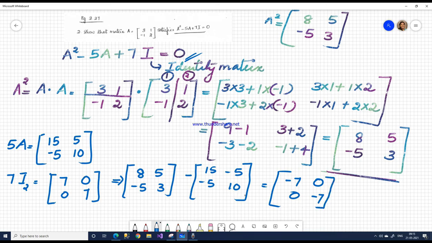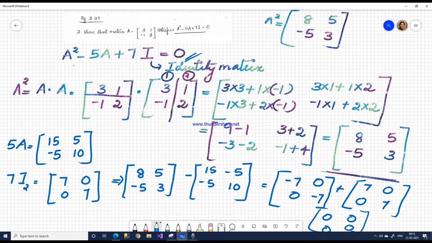Now we have to add this with 7 of I. So I'm going to add with 7 of I, so we'll get 7, 0, 0, 7. So minus 7 plus 7 is 0, 0 plus 0 is 0, 0 plus 0 is 0 again, minus 7 plus 7 is 0. So we got the resultant matrix as 0.